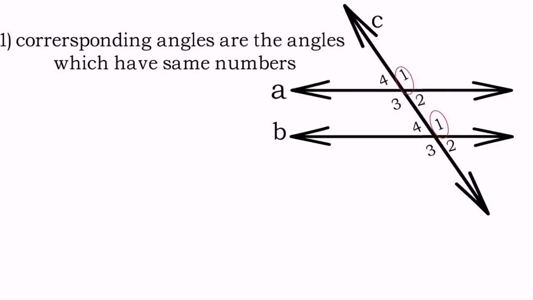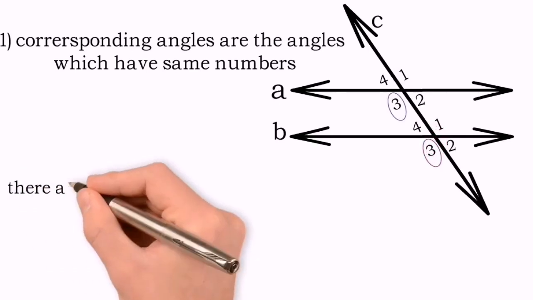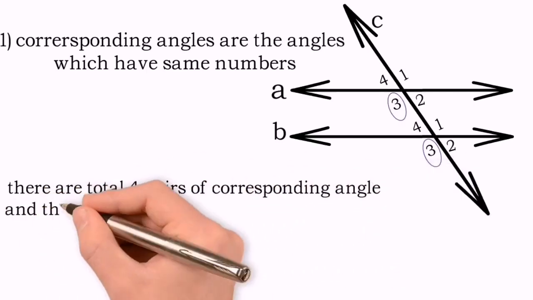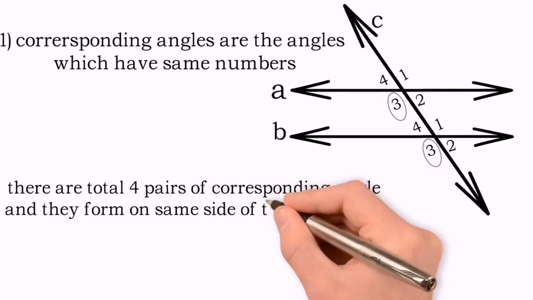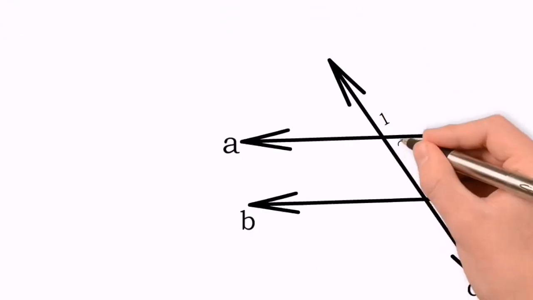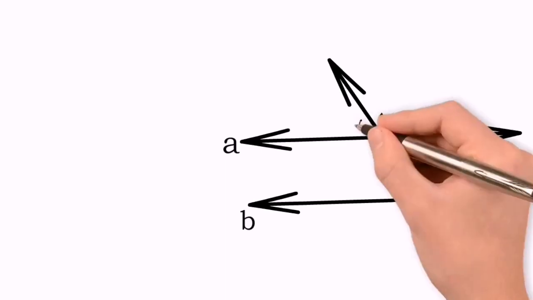These two are the corresponding angles, and the same goes with angle number 3. Angle number 3 at the top on line A, and angle number 3 at the bottom on line B, right? These two are again corresponding angles, and the same goes with angle number 4, and angle number 2 also. So there are in all 4 pairs of corresponding angles, and what you have to remember is that they always form on the same side of the transversal. I hope I made it very clear to you.